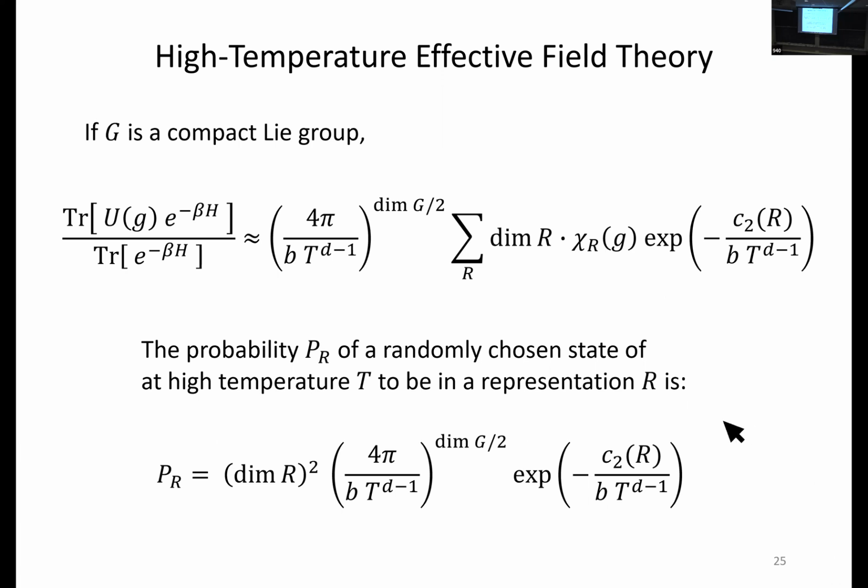From that we can deduce that the probability of finding a high temperature state in a particular representation R is proportional to the dimension squared of the representation, just like in the finite group case. But then there is some additional cutoff piece because you have infinitely many representations.